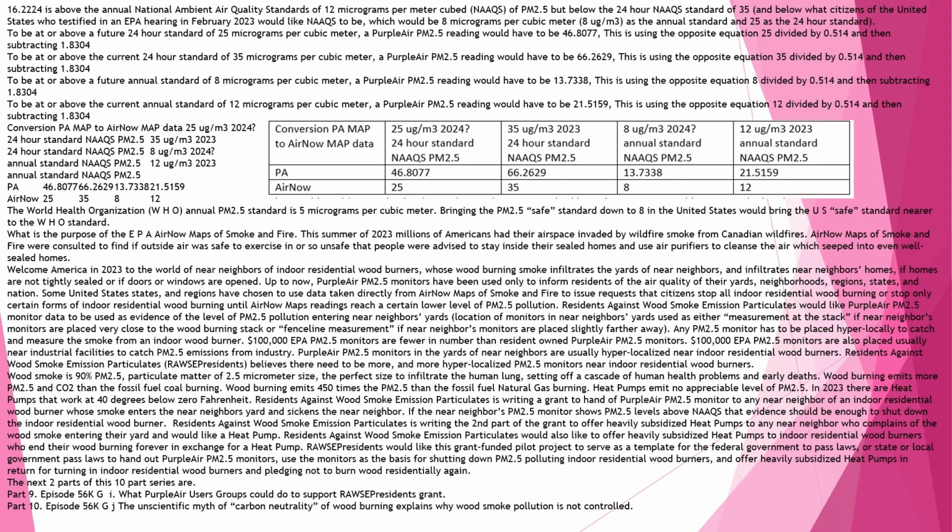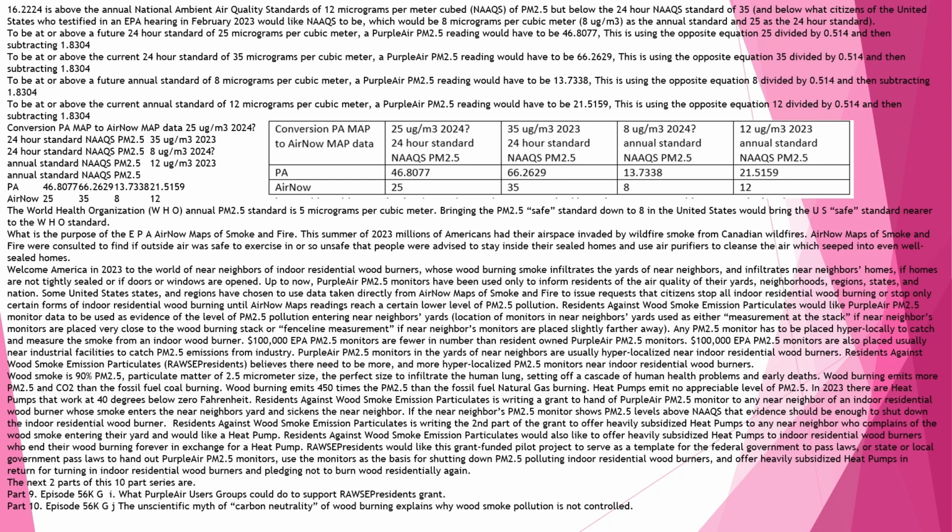Some United States and regions have chosen to use data taken directly from AirNow maps of smoke and fire to issue requests that citizens stop all indoor residential wood burning or stop only certain forms of indoor residential wood burning until AirNow map readings reach a certain lower level of PM2.5 pollution. Residents against wood smoke emission particulates would like PurpleAir PM2.5 monitor data to be used as evidence of the level of PM2.5 pollution entering near neighbors' yards.